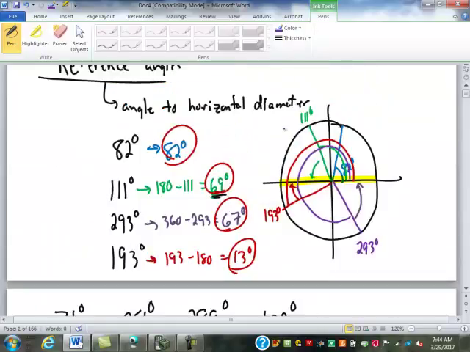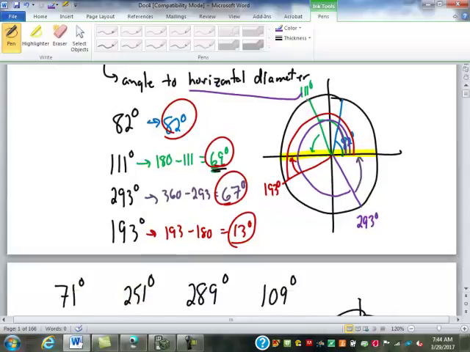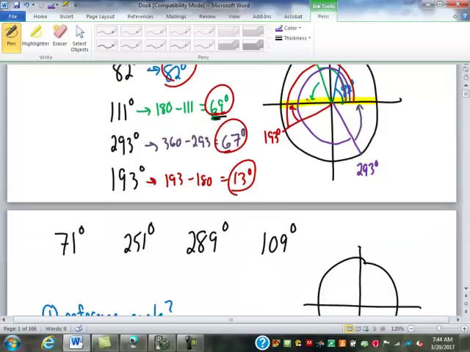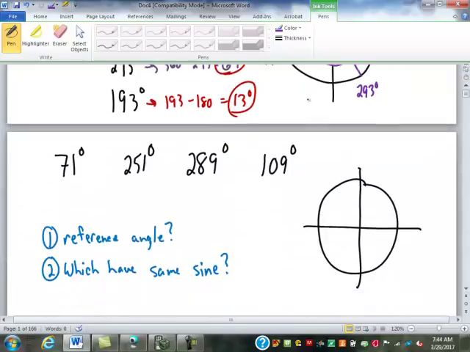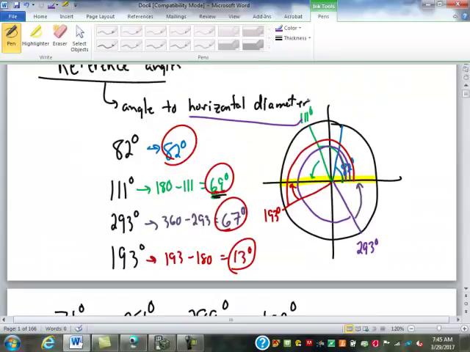Because it didn't get past 90 degrees, the closest is just to go right back to zero. What is that called again? The horizontal diameter, or the reference diameter. The explanation is just the angle to the closest angle to the horizontal diameter, or the closest angle to the reference diameter.